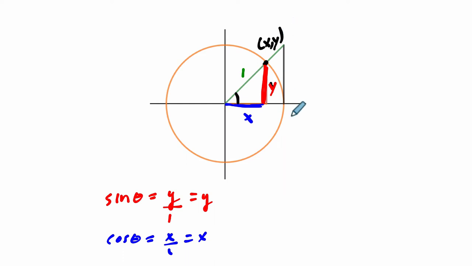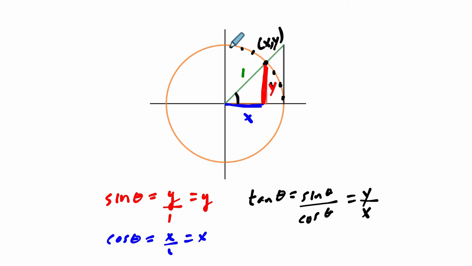But where is the tangent? Well, the first thing to understand is that the tangent of theta does equal the sine of theta over the cosine of theta, or the y over the x. So right away we can say as we go from our points, from here to here to here to here, that ratio is approaching infinity.